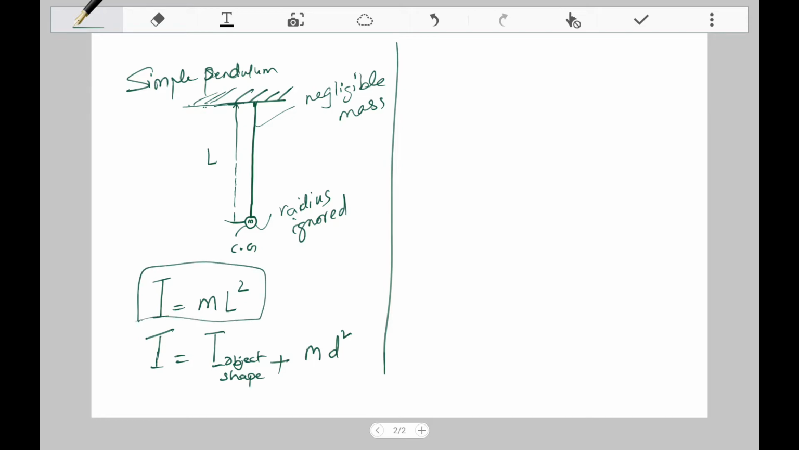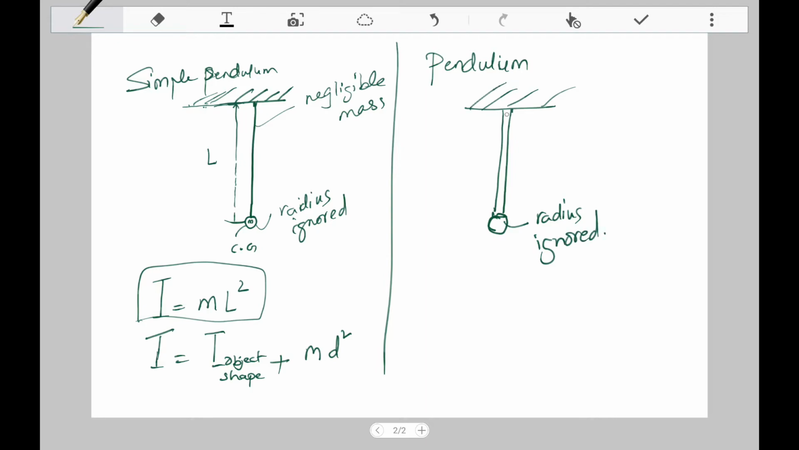Okay, so let's say you have a pendulum. It's still considered to be a pendulum, but it's got this physical appearance. So the rod is basically thicker, and you've got some mass. Actually, let's start off with just a shape and a small bob. So we're still ignoring the radius, but we have a shape now.